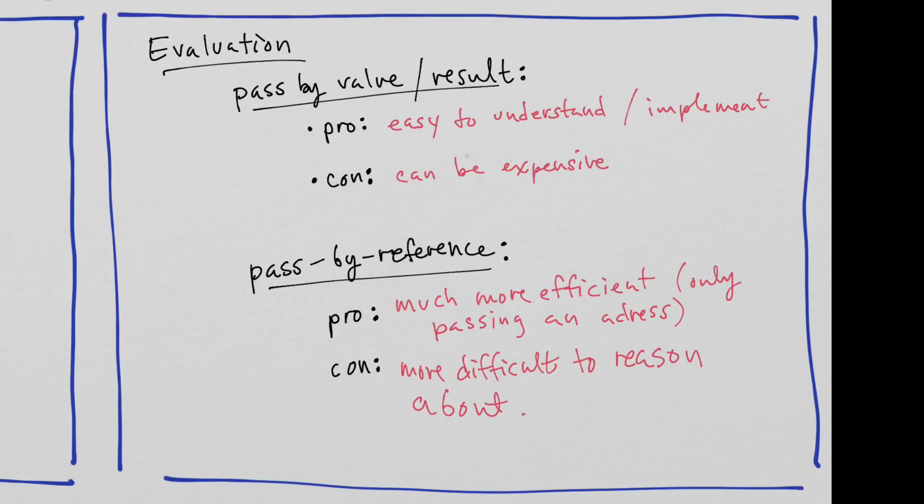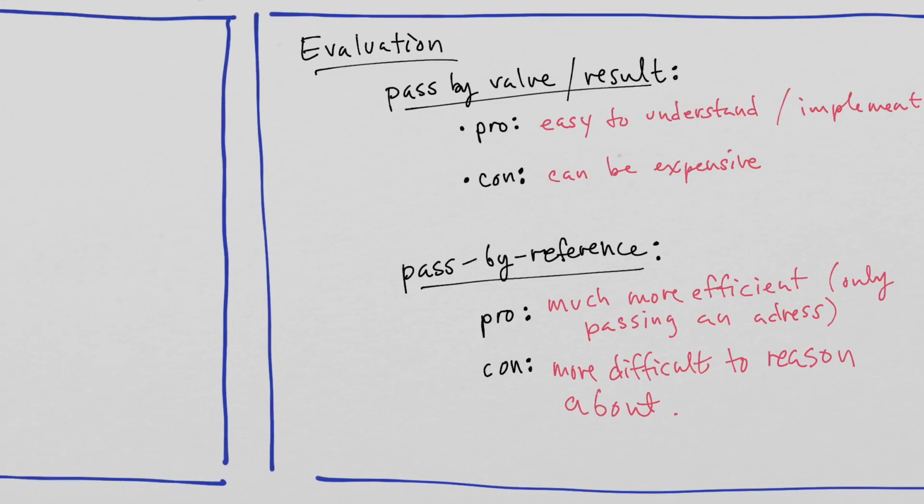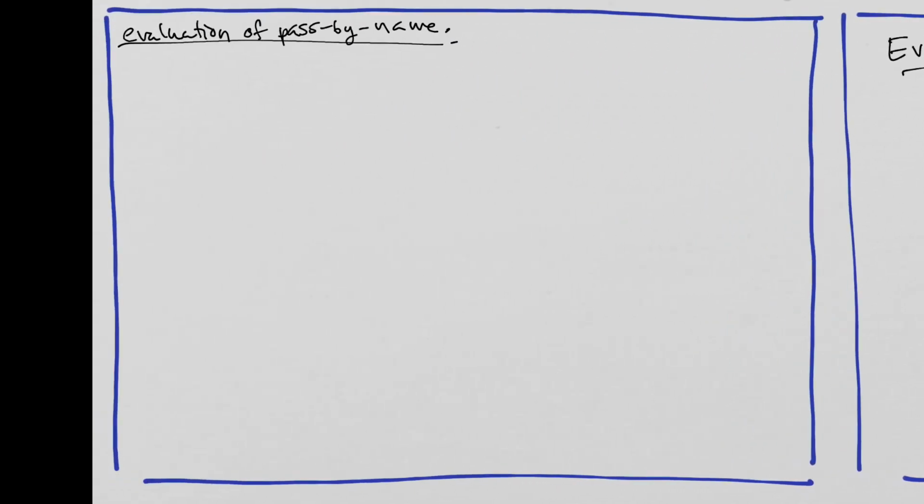Okay, and so now I want to evaluate pass by name. In order to do that, I really need to show you the power of pass by name, because it would be one thing for me to say it's a very powerful method of parameter passing, but until you see why it's powerful, those are just words. So let's look at an example.